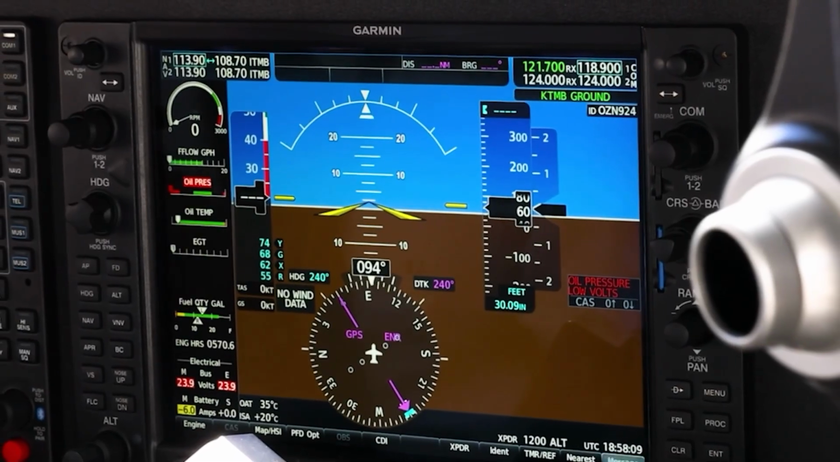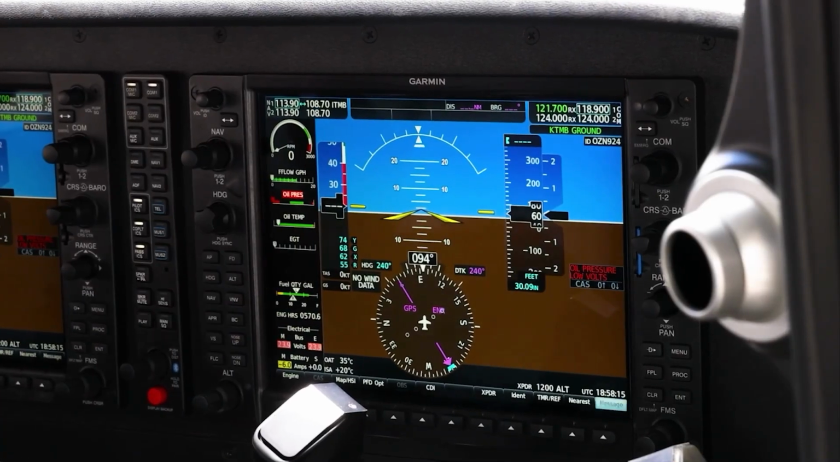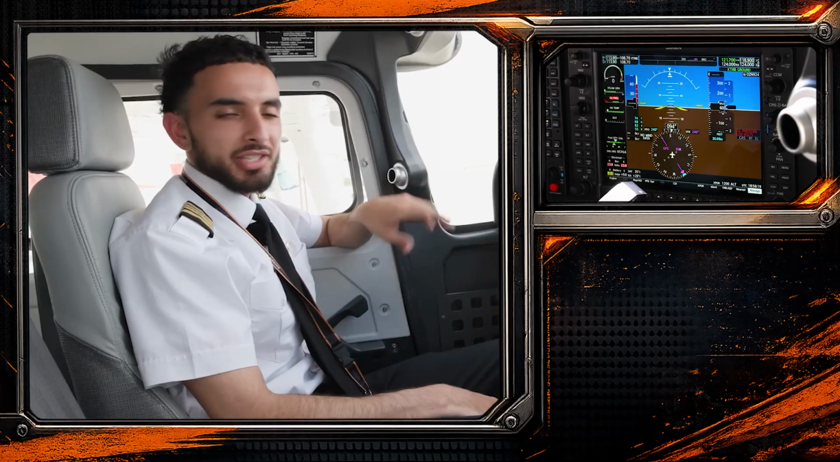Today, we're gonna be discussing the primary flight display of the G1000, a little different than the traditional 6-pack steam gauge. So it looks like a lot of information and a lot of clutter, but it's all the same information essentially, just with a different scan.